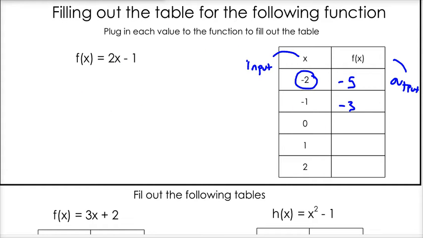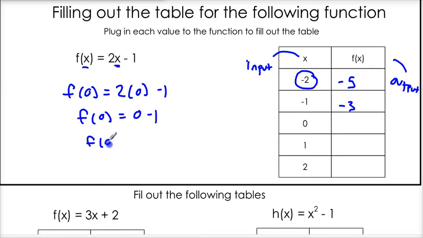Let's go to 0. We're going to keep filling out. So the f of 0 is equal to 2 times 0, just plugging in for x, minus 1. The f of 0 is equal to 0 minus 1. The f of 0 is equal to minus 1. All right? You complete these and you should get 1, and this should give you 3. And that's how you fill out your table.